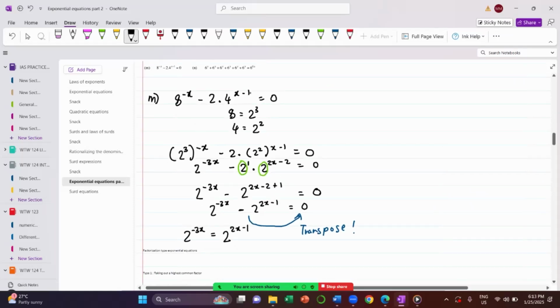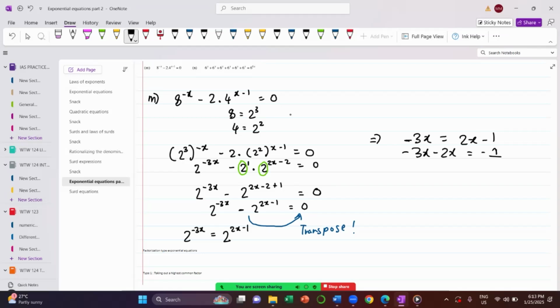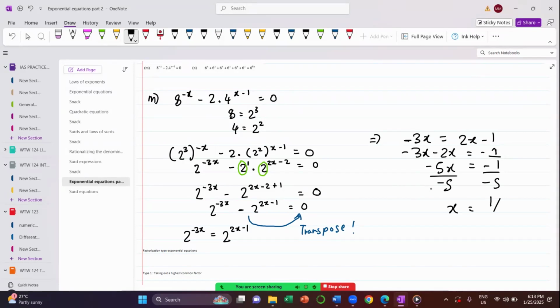So now I'm moving on to the next step. Now I'm gonna what? Equate the exponents. It's gonna give me what? Negative 3x being equal to 2x minus 1. Yes, sir. So now I'm gonna take all the variables to one side. So I'm gonna have what? Negative 3x minus 2x equal to negative 1. And I'm gonna have negative 5x equal to negative 1. Then I divide by negative 5 on both sides. Then I have x equal to positive 1 over 5. Are you guys okay?